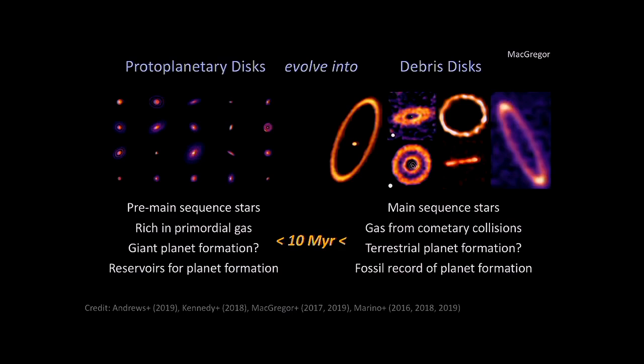On the right, these are ALMA images of debris disks, right? These are main-sequence stars. They actually do have gas in them, but we think that the gas is likely secondary, produced through cometary collisions, where we have now gotten rid of that initial reservoir of gas. What we're seeing is actually the result of smashing a bunch of comets together, outgassing this ice. There may still be enough material here to form terrestrial, smaller planets.